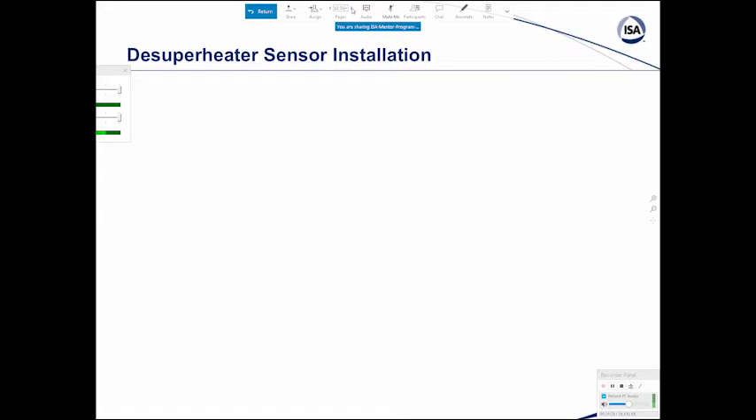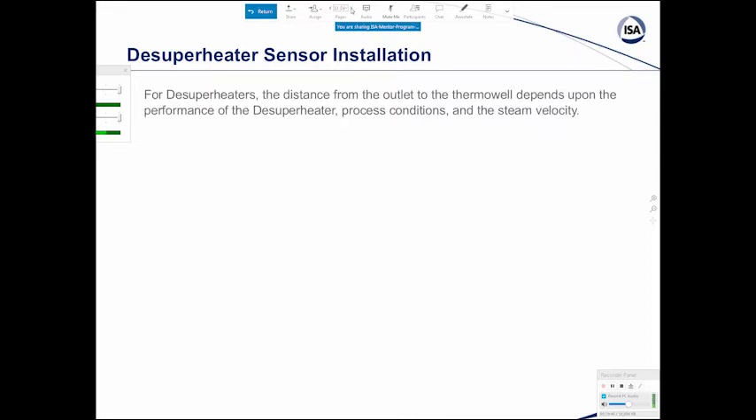For desuperheater sensor installation, we're dealing with two different phases here, and we're trying to minimize the water droplets that might be in the steam as they're going to the sensor. And so there are some guidelines. There are actually calculations that can be done, which I encourage you to have your supplier do using their computer programs that are very intelligent and take into account a lot of details. But here we're just giving you an idea of the significance of what we're trying to do.